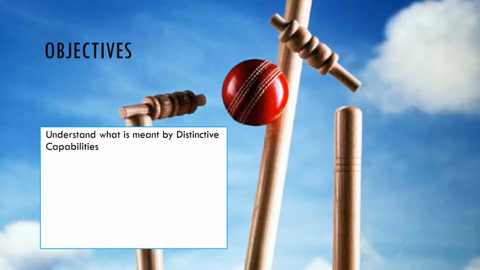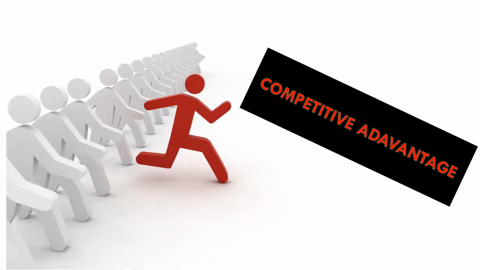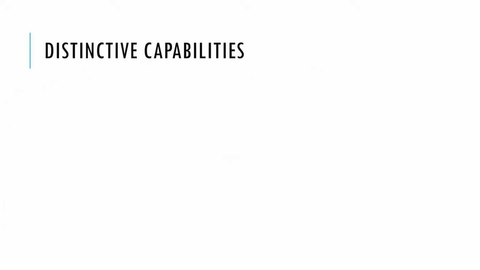In this video, we are going to look at what is meant by distinctive capabilities and explain how distinctive capabilities influence corporate strategy. So we've spoken in the past how businesses want to achieve a competitive advantage, something that they do that their opposition or their competition don't, which means they're going to likely generate more sales, be more successful. So distinctive capabilities are something that will help a business achieve a competitive advantage.